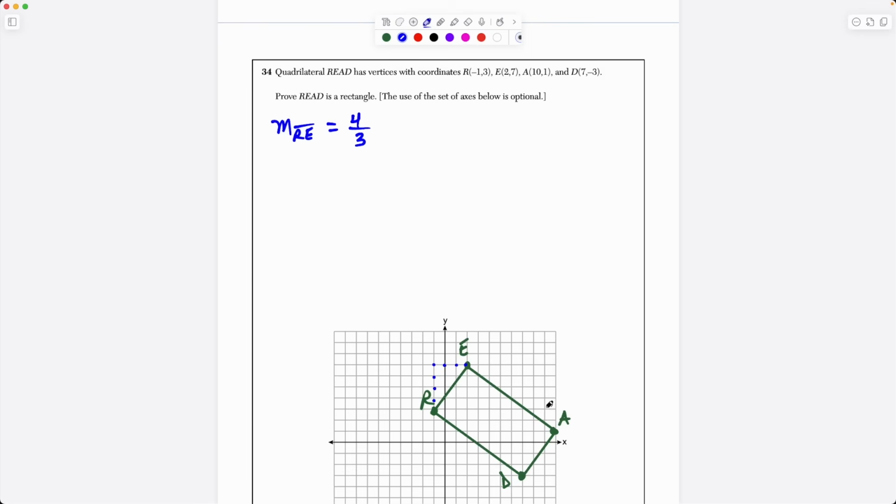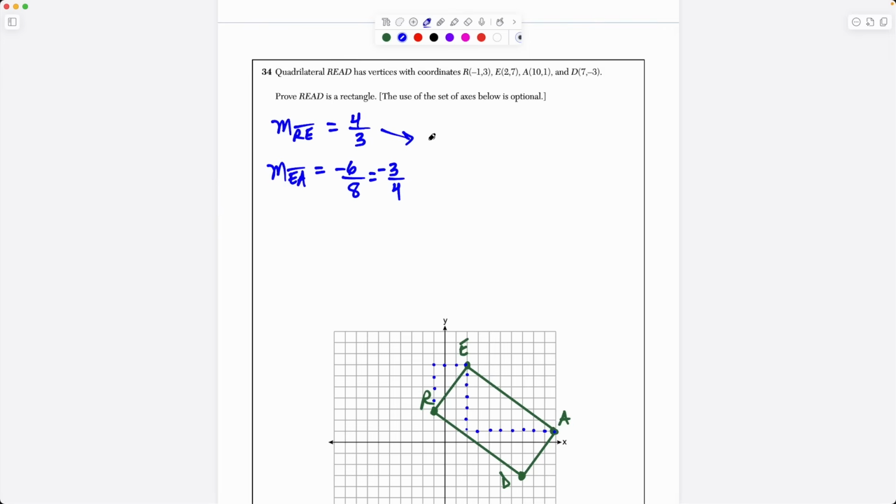And then next I could focus on EA. If I want to go from, let's say, E to A, the slope of EA equals, and to get from E to A, I'm going down 1, 2, 3, 4, 5, 6. So I'm going down 6. And then I'm going over from this point 1, 2, 3, 4, 5, 6, 7, 8. Okay, so this fraction reduces, if I divide top and bottom by 2, to -3/4.